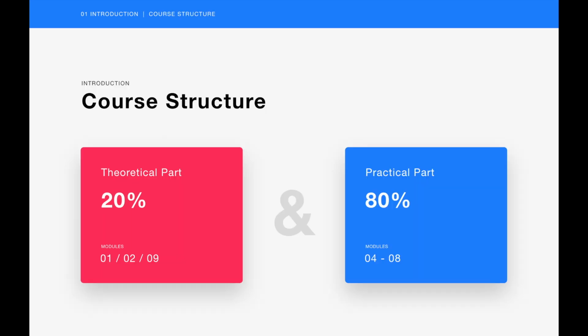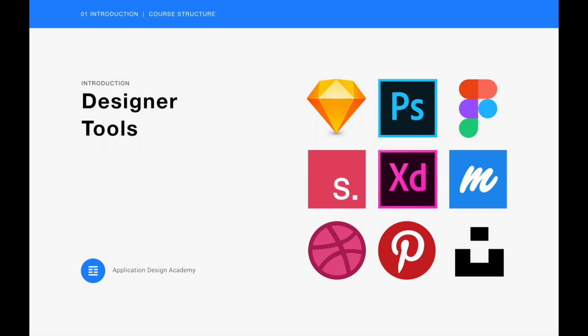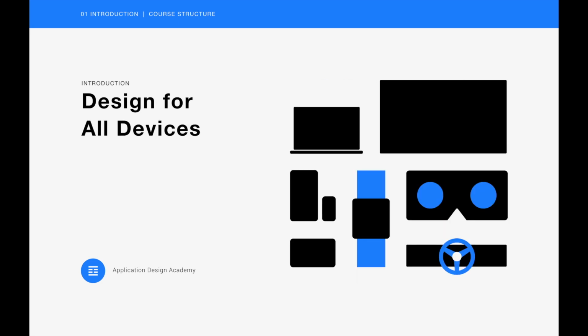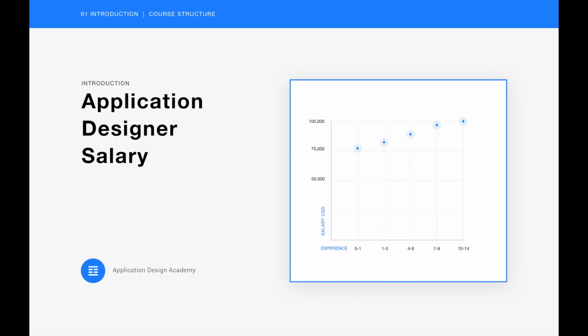The course consists of two parts, theoretical and practical. In the theoretical part we will be learning all the basics of application design, which can be applied to any device or platform. Mobile, web, TV, virtual reality, it doesn't really matter, the same rules apply to all of them. We will also be talking about the growing demand for application designer jobs and how it's going to play a key role in future product development.